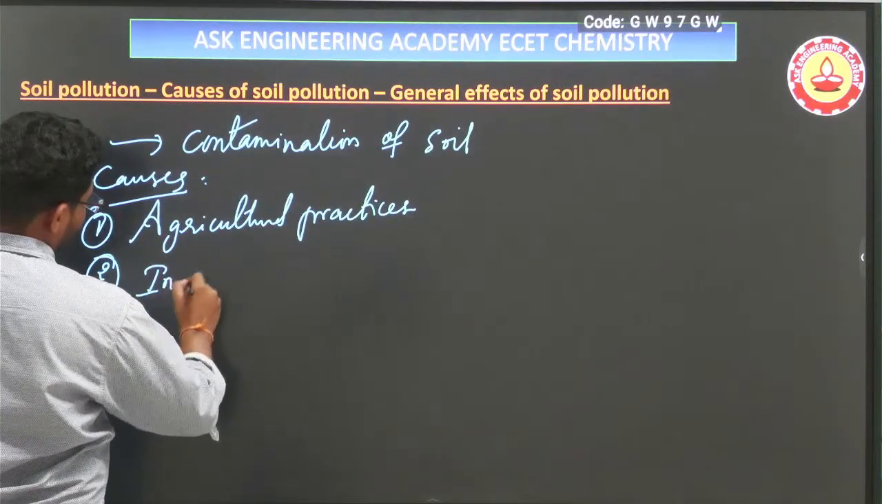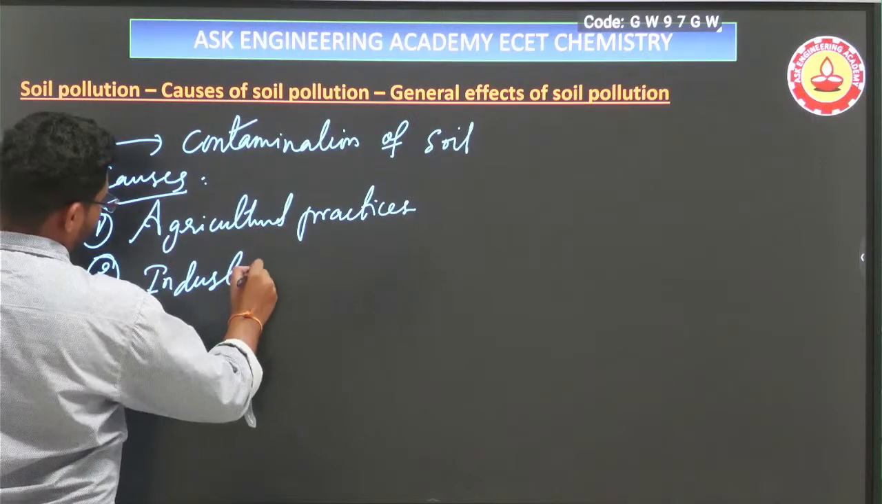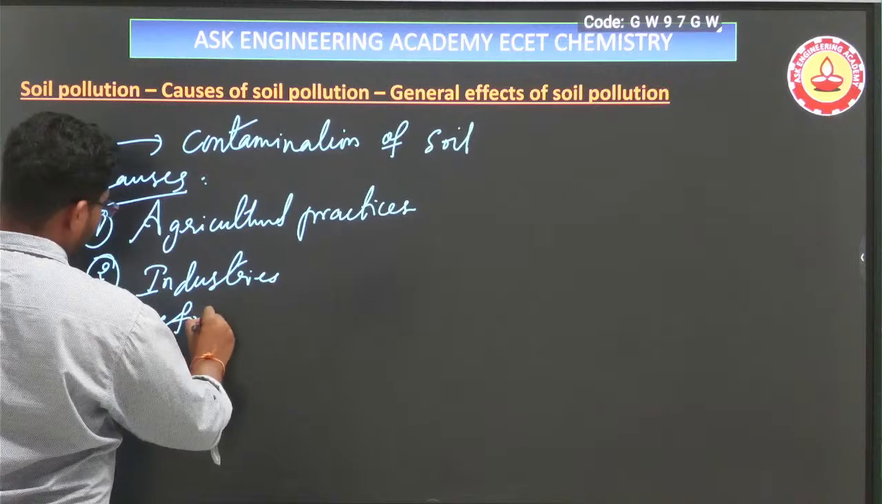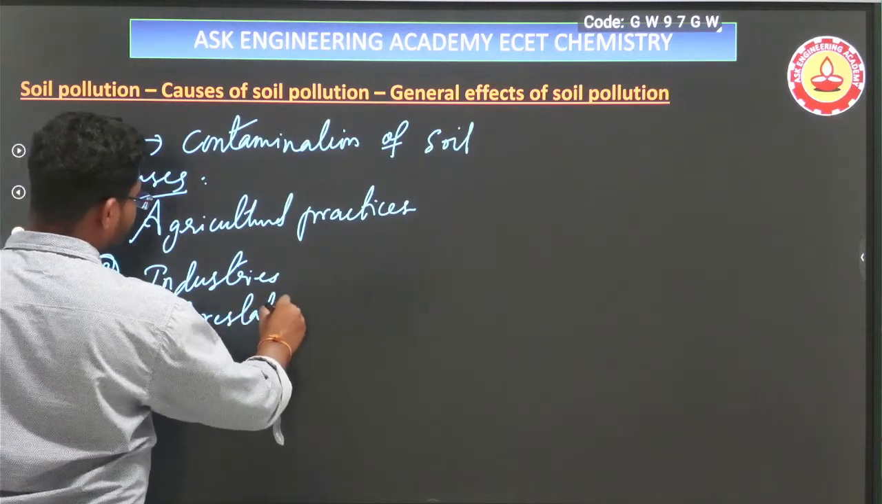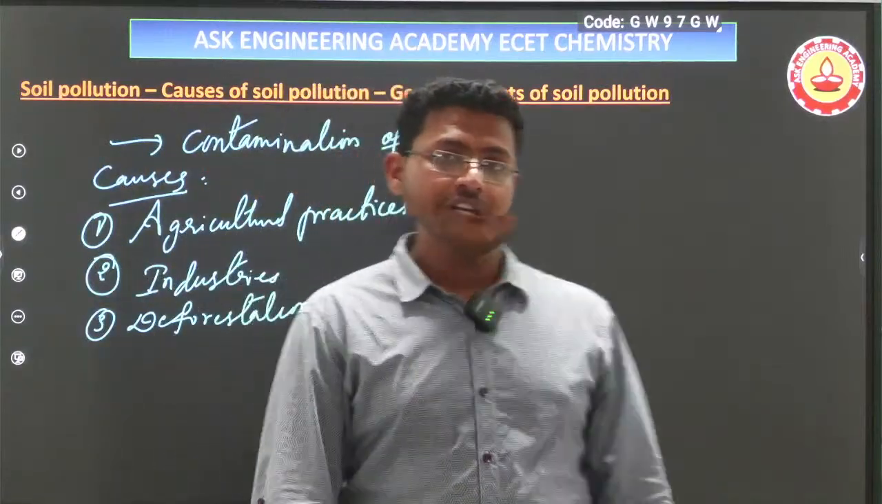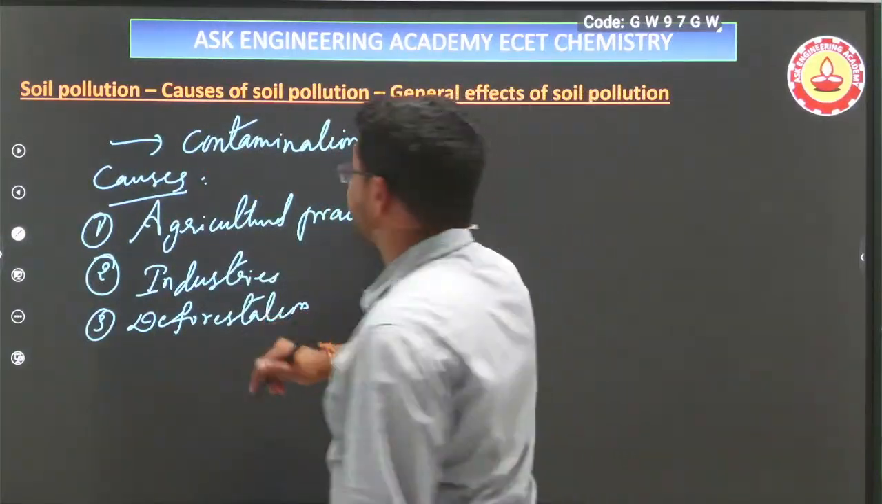industries and deforestation. So these are the main three important causes of soil pollution.